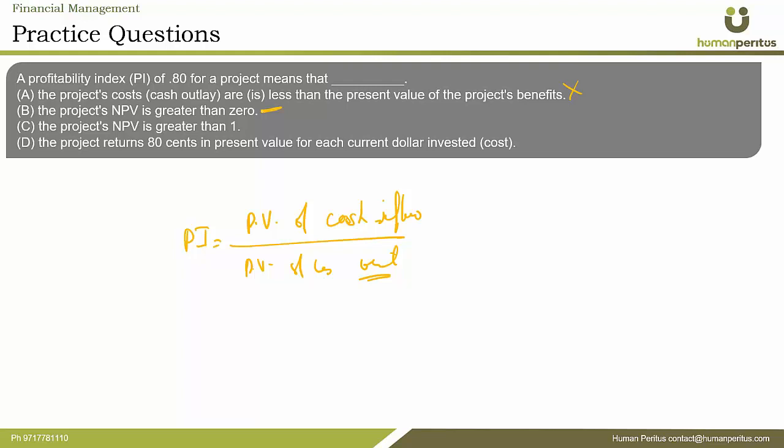Third: project NPV is greater than 1. We can't say that. Actually, the 1 comes into the picture only with PI. Fourth: the project returns 80% in present value yield per current dollar invested. Yes, this is correct. Out of the money I am investing, I am getting a return of 80% of that. That is why NPV will be less than 0.